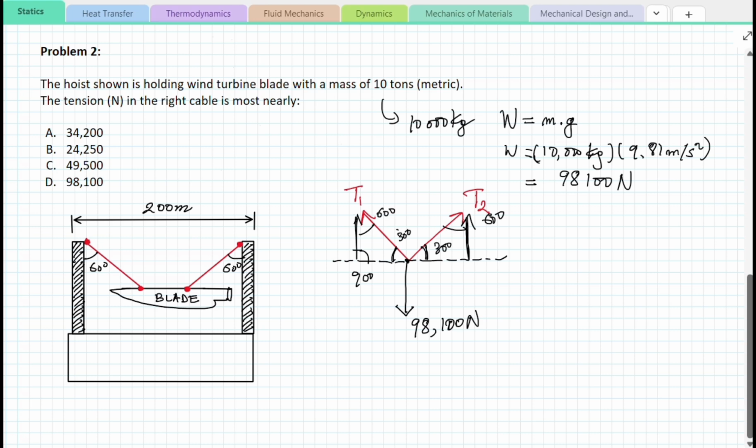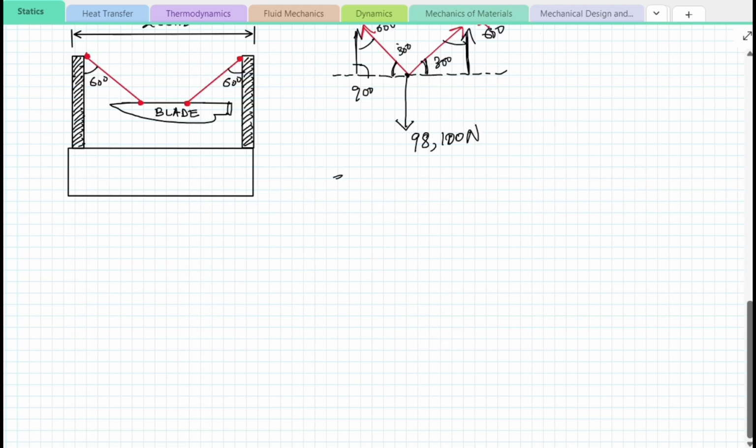So right off the bat, we can see that the way the blade is held is in a symmetrical system, meaning that the tension on cable 1 will be equal to the tension on cable 2. So with that in mind, we're gonna write our static equilibrium equation. In order for this system to be in equilibrium, we know that forces in the x and y direction will have to be equal to 0.